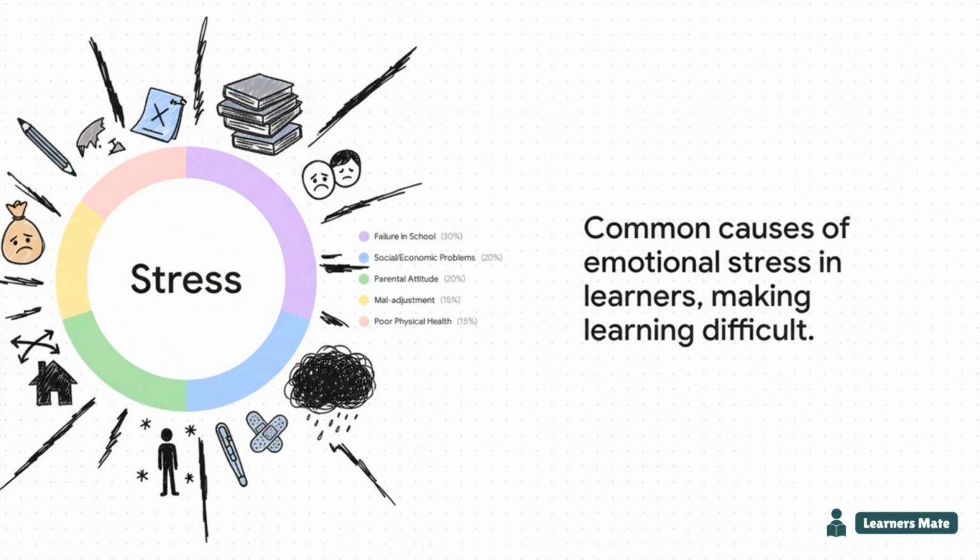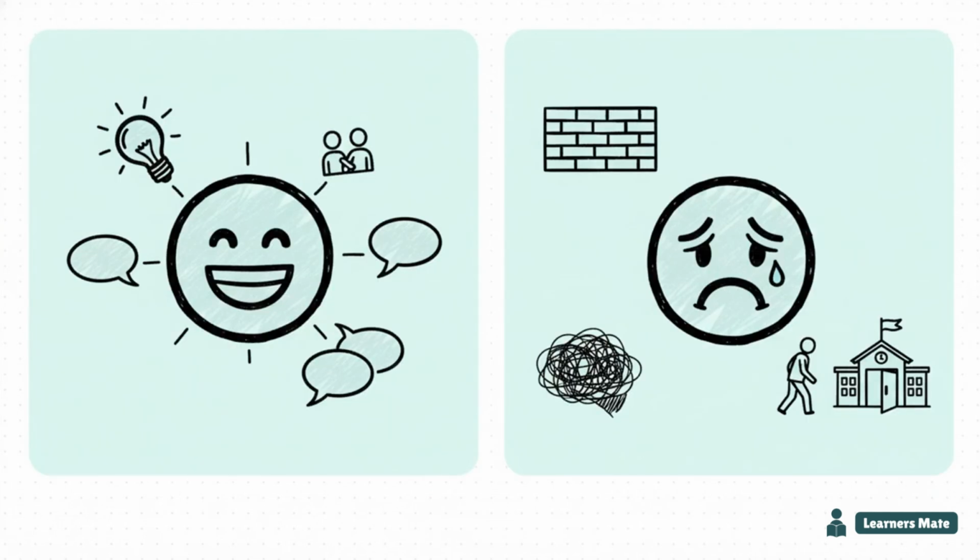It can create a really tough cycle. And the contrast here, wow, it could not be more stark. A positive emotional state literally prepares the brain to learn. It motivates us, it helps us connect, it helps us communicate. But a negative state does the exact opposite. It's like it builds walls. It hinders our ability to think clearly, and it can lead to complete disengagement.